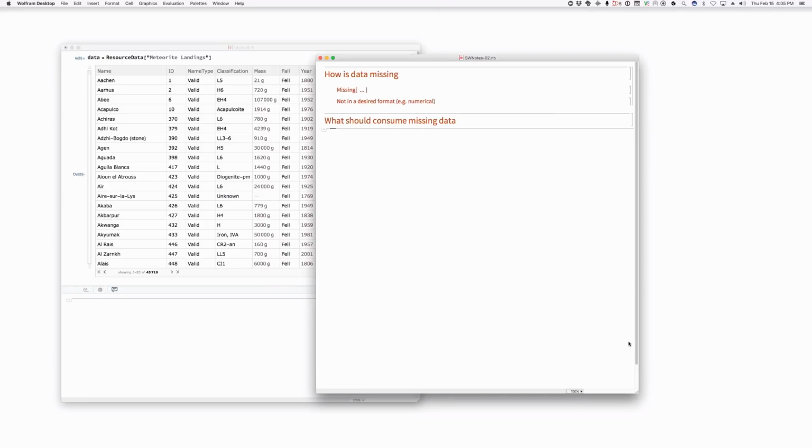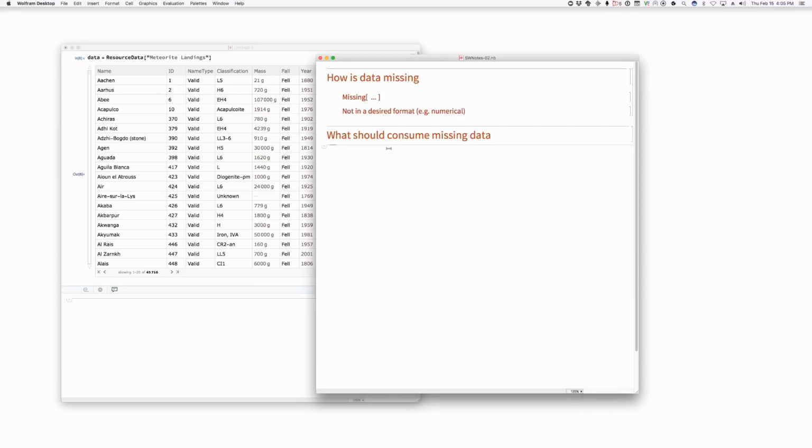Okay. So what should consume missing data? One example would be graphics functions, right? Another example would be machine learning functions. Another example would be statistics functions. Another one would be Dataset. And there are probably others, okay?